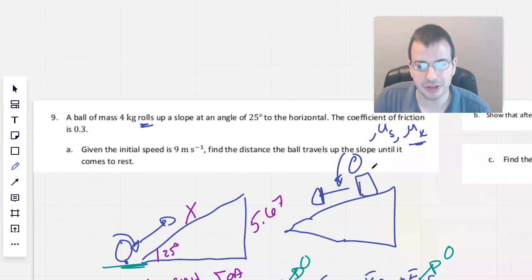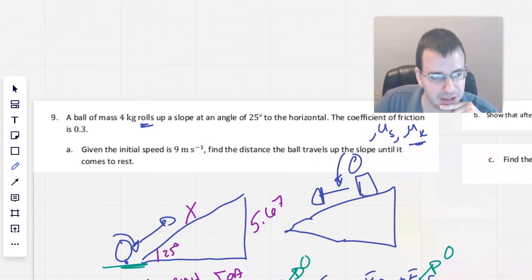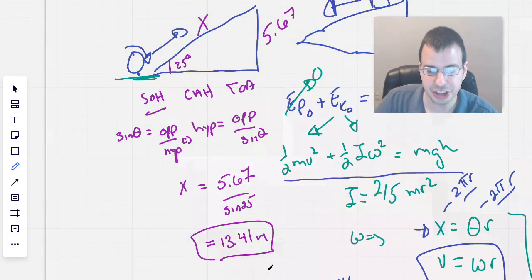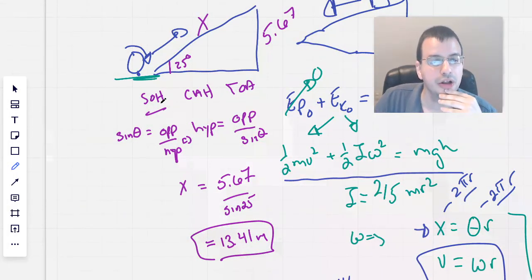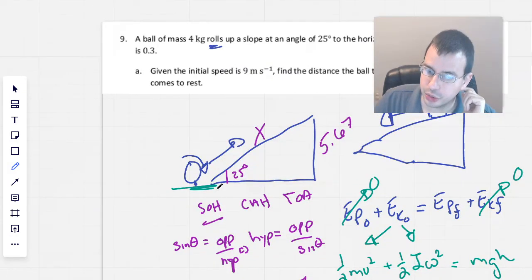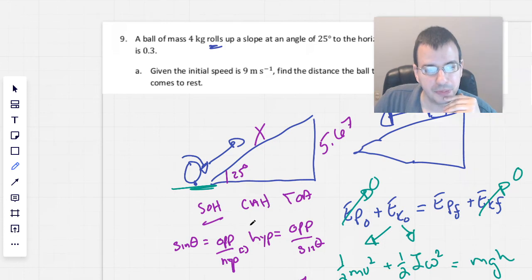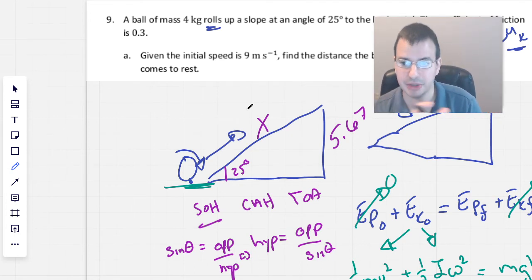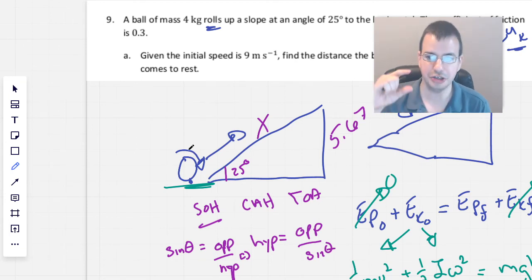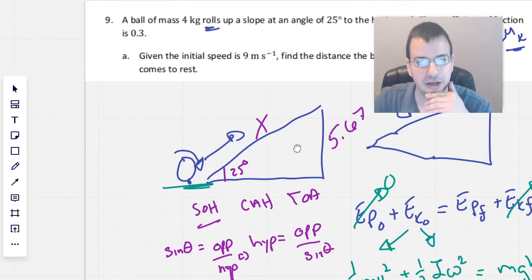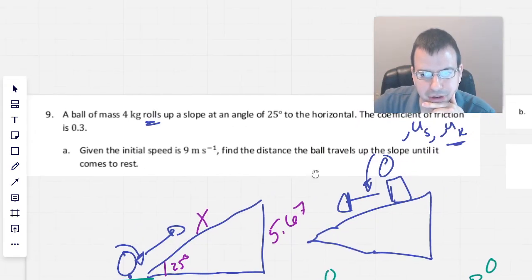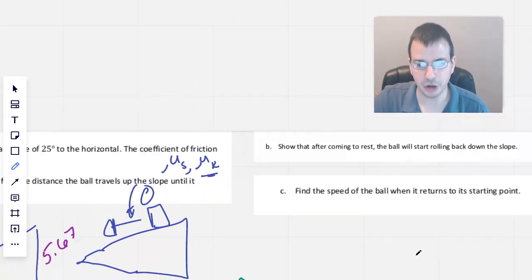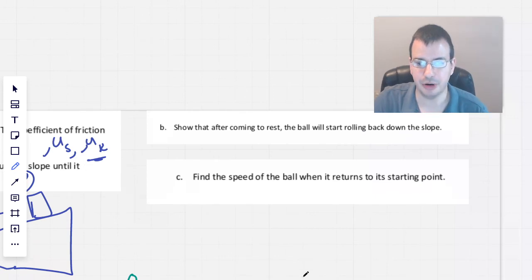Now I'll find the distance the ball travels up the slope until it comes to a rest. Okay. So the distance the ball would roll would be 13.41. So a couple things to think about real quick. The energy that the ball has initially comes from both the translational, basically moving side to side energy, but also the energy stored up in the fact that it's rolling. It's angular momentum. Coefficient of friction, given the speed, find the distance the ball travels up the slope until it comes to rest. Okay. So that's how far it'll travel. Show that after coming to rest, the ball will start rolling back down the slope.